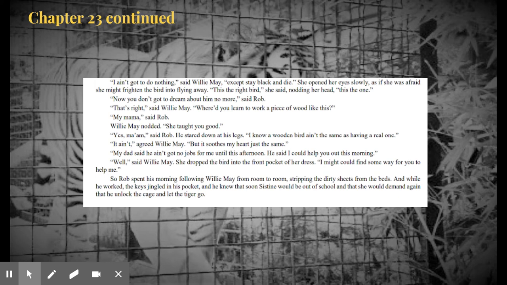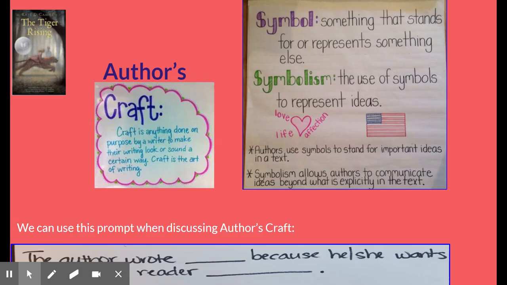So Rob spent his morning following Willie Mae from room to room, stripping the dirty sheets from the beds. And while he worked, the keys jingled in his pocket, and he knew that soon Sistine would be out of school and that she would demand again that he unlock the cage and let the tiger go.